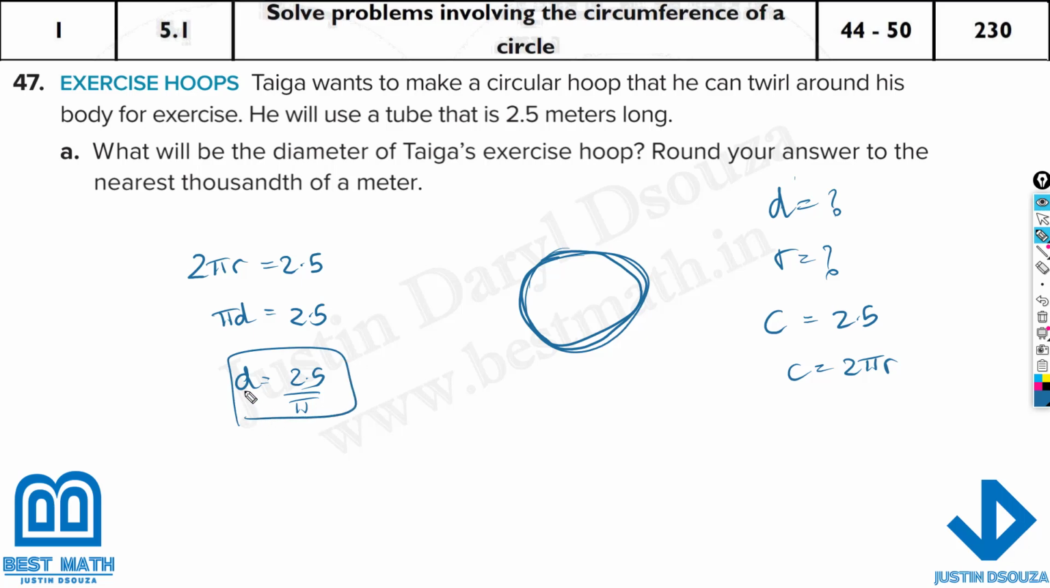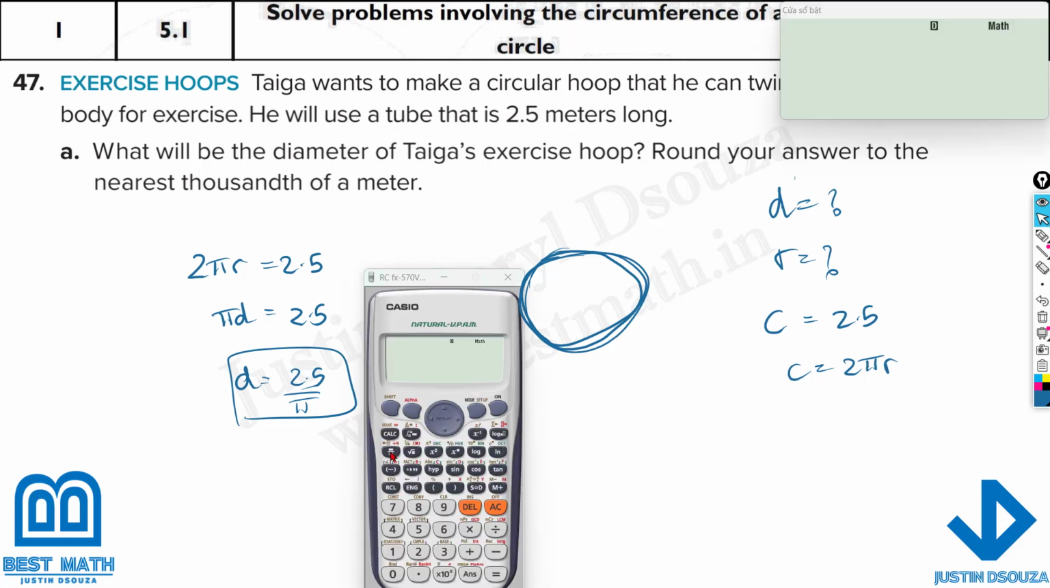This will be the answer. Of course, you need a value. They have told nearest thousandth of a meter. You need to put this in the calculator. All you need to do is use the fraction symbol: 2.5 divided by pi. Press shift and the symbol over here, and it's 0.7.